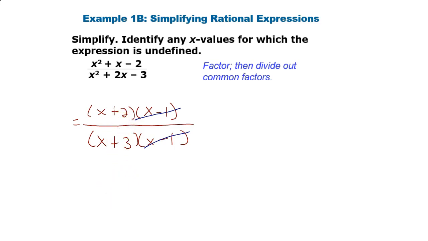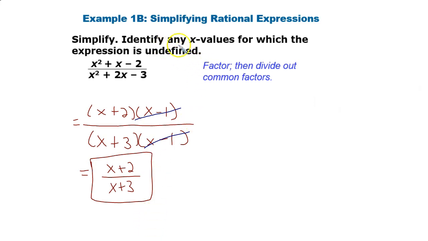Right, well, our final answer then, if we've done everything correctly, would be x plus 2 over x plus 3. And at this point, the parentheses, you can include them. That's fine. You don't have to, since there's only one binomial in the top and the bottom.